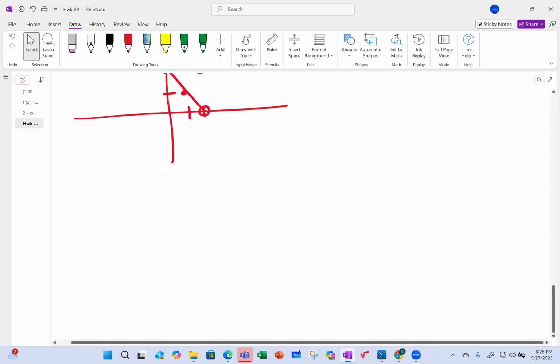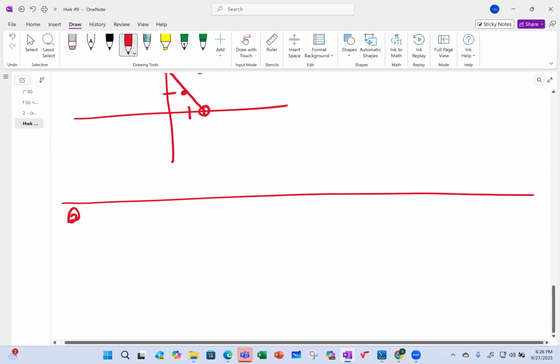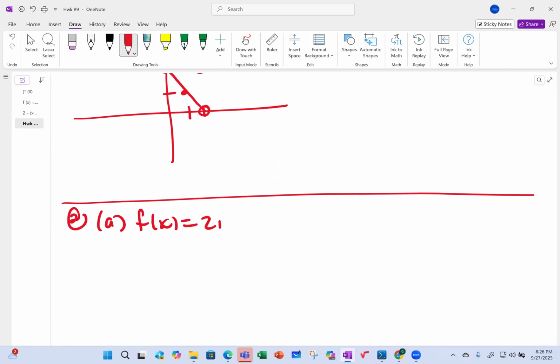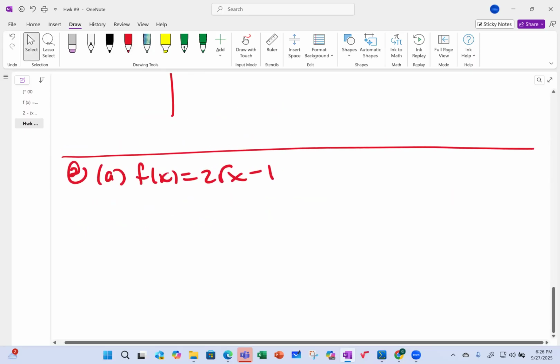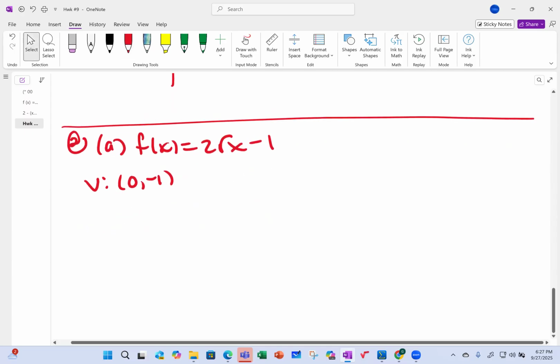Number 2. Part A, f of x equals 2 root of x, minus 1. And we're going to do the whole thing. So the vertex is (0, negative 1). So I'm going to go a little faster through here. (0, negative 1) takes us down here.